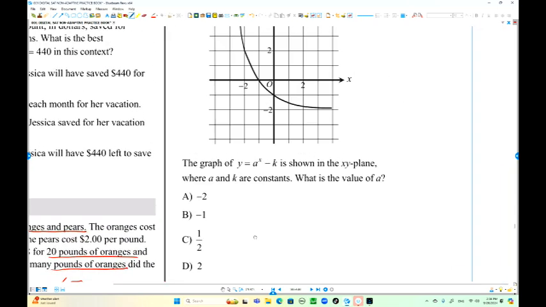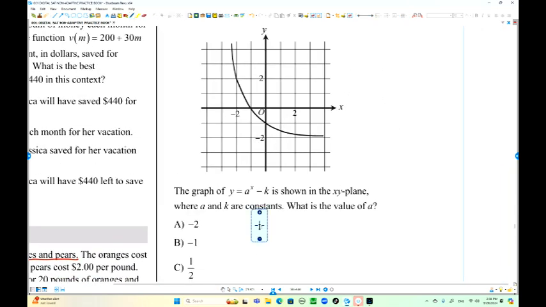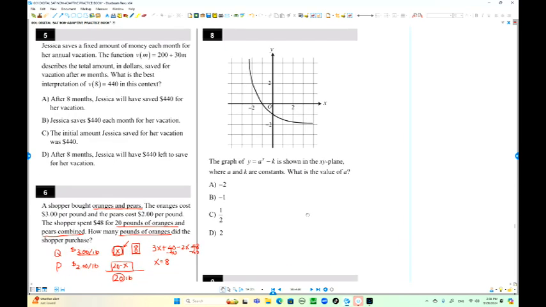Right here, we got number 8. You have an exponent function. This is a decreasing exponent. The equation is given by a to the x minus k. But usually this number is the asymptote, right? If you know this one, that's a little easy.